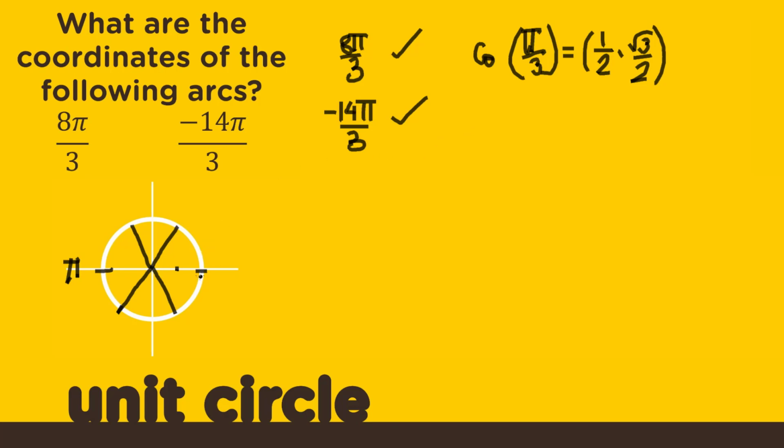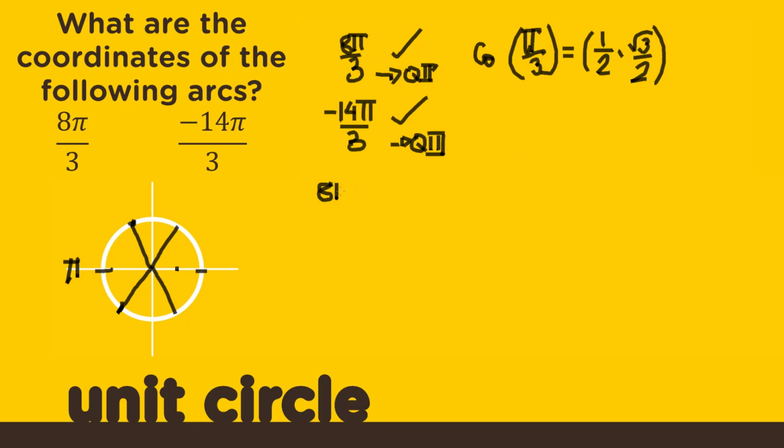So you can do this strategy, of course. 1, 2, 3, 4, 5, 6, 7, 8. Your 8 is on quadrant 2. Your negative 14 is here: 1, 2, 3, 4, 5, 6, 7, 8, 9, 10, 11, 12, 13, 14. It's in quadrant 3. Of course, if you're done with that, you could always assign now the signs as in our strategy before. But again, I'm going to show you another method here using coterminal arcs.